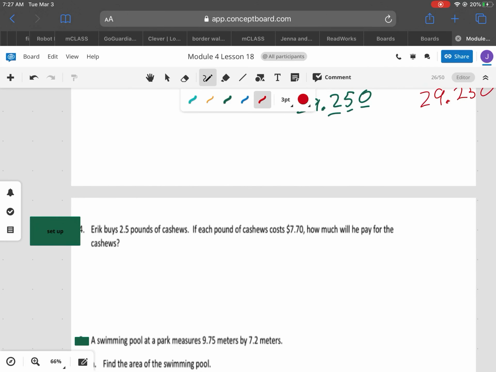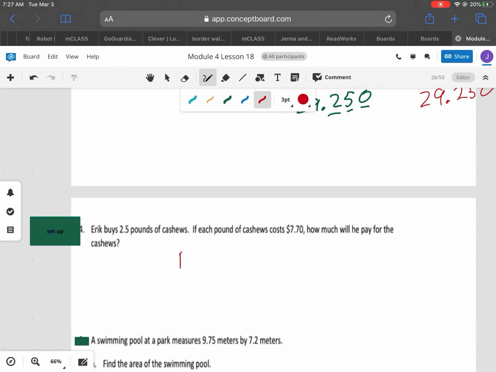All right, I'm going to do a quick setup for this. Eric buys 2.5 pounds of cashews. If each pound of cashews costs $7.70, how much will he pay for the cashews? All right, so here we go. It says if he buys 2.5 pounds of cashews.